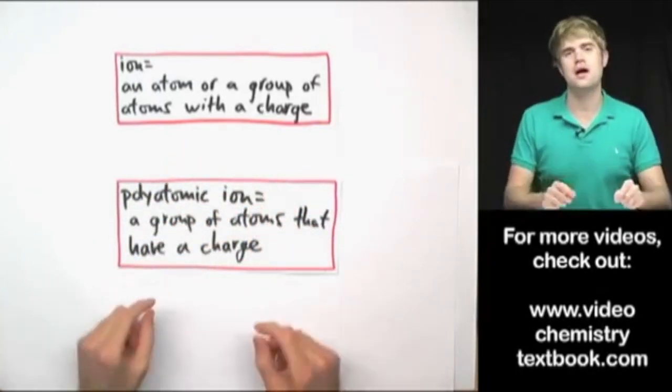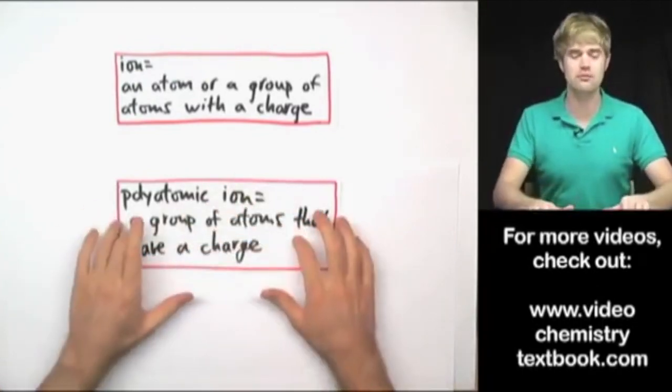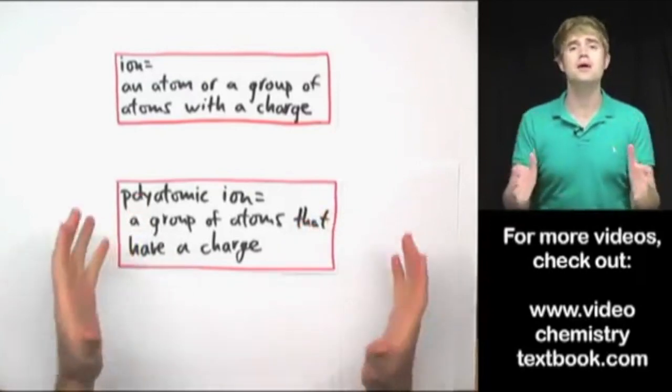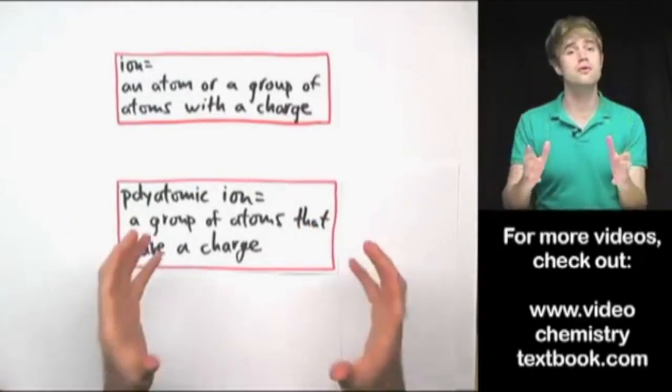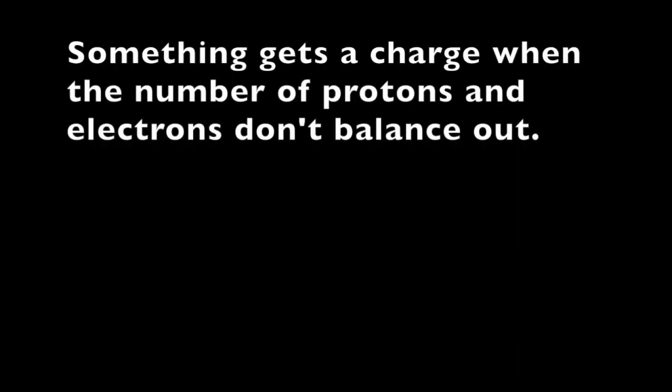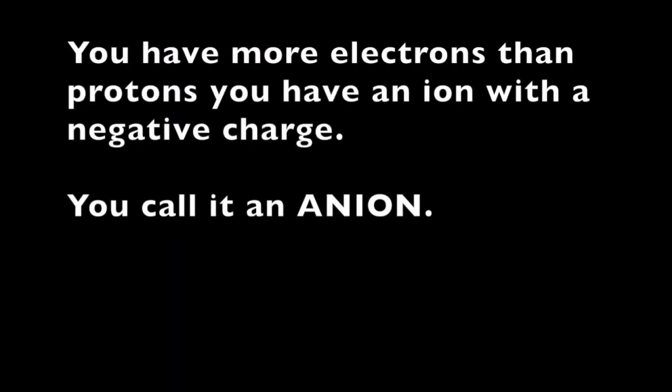I'll talk about polyatomic ions in future videos, so you want to check those out if you need to learn more about polyatomics. Anyway, just to review what we've learned. We learned that an ion is an atom or a group of atoms that have a charge, and something gets a charge when the number of protons and electrons don't balance out. You have more protons than electrons, you'll have an ion with a positive charge, you call it a cation. You have more electrons than protons, you have an ion with a negative charge, and you call that an anion.